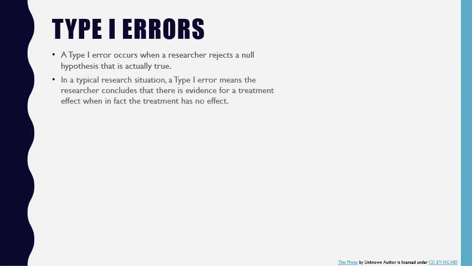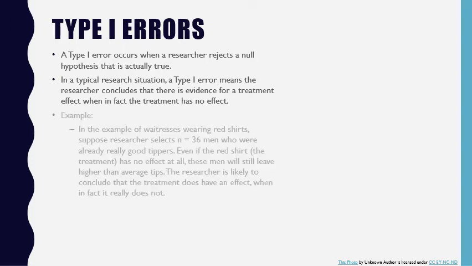In a typical research situation, a type 1 error means the researcher concludes that there is evidence for a treatment effect when in fact the treatment really did have no effect. It should have been in there with everybody else, no different from the mean.